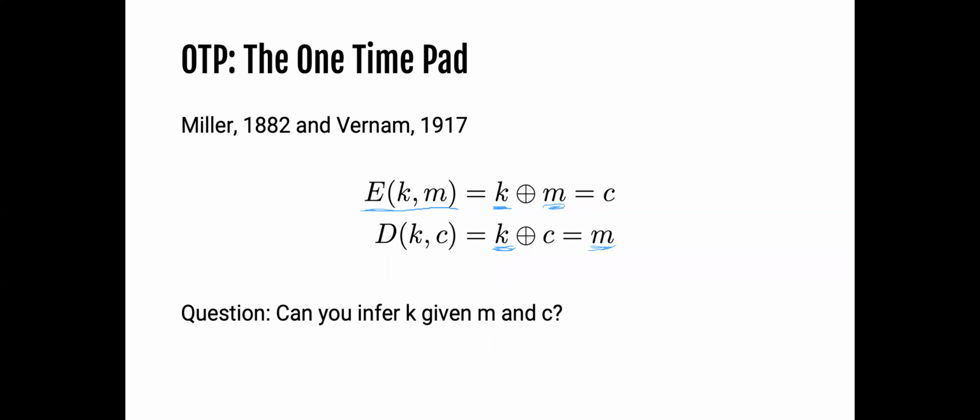Yeah, I saw many of you say yes. That's correct. Exactly. K is equal to C XOR M. And that's a problem for a one-time pad, which is that if you know M and if you know C, it's very easy for you to infer the key, right? So then the question is how to avoid this.